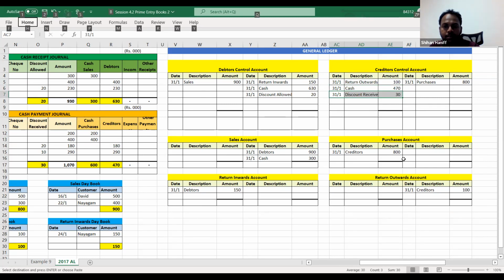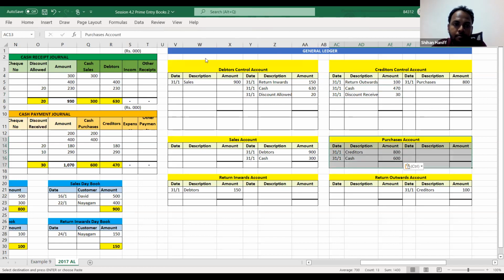Finally, there is cash purchases 600. Cash account credit, purchases account debit. So there are two items in the purchases. Did I miss anything? Return outward here and here.